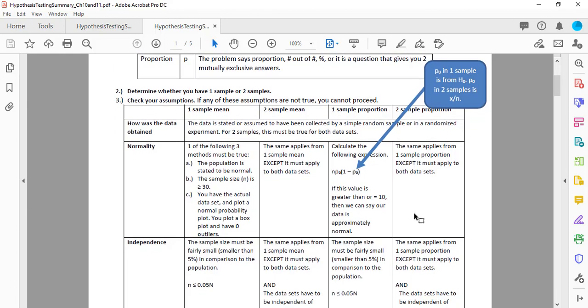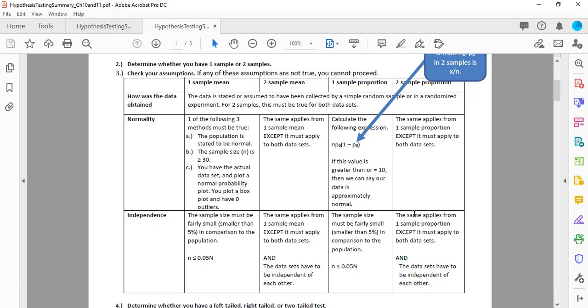You must also have independence in all of your samples. Independence means that, well, part of it means that when we are doing this sampling distribution, when we're taking all of these samples, it's okay for us to have multiple individuals in different samples.